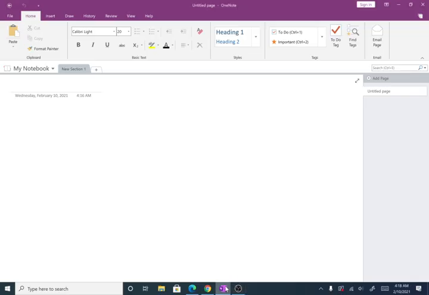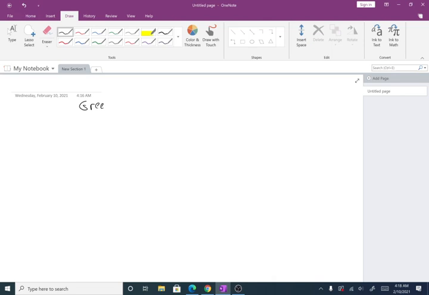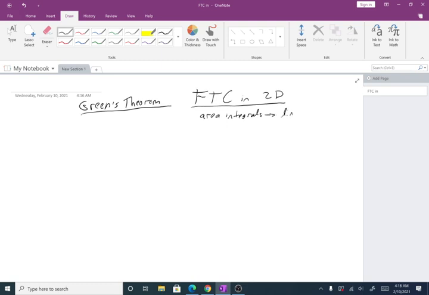Okay, I'm going to talk now about Green's theorem, which is the second version of the fundamental theorem of calculus in higher dimensions. So Green's theorem is a fundamental theorem of calculus in 2D, and you can think of it as relating area integrals to line integrals.